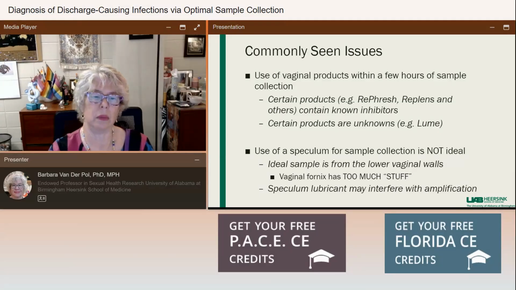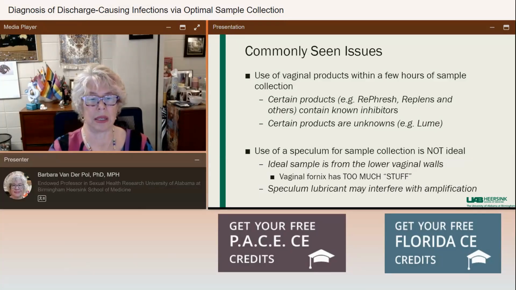And the second largest cause for invalid specimens is the use of a speculum for sample collection. This is really not ideal. And if you look at the package insert for every product out there on the market that has claims for vaginal swabs, it instructs the provider to collect that sample prior to speculum insertion. But it's not common, it's not everyone's practice.